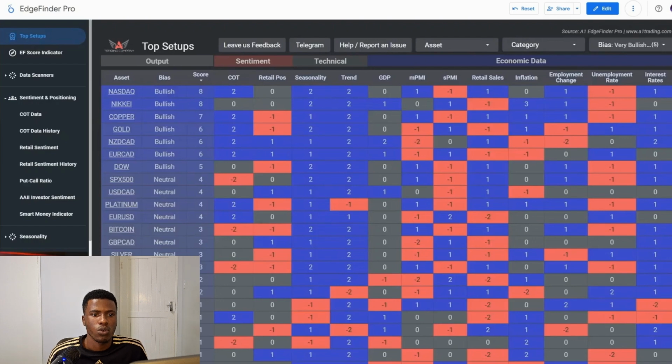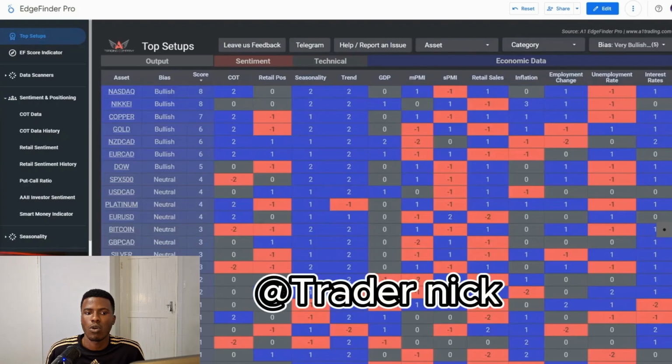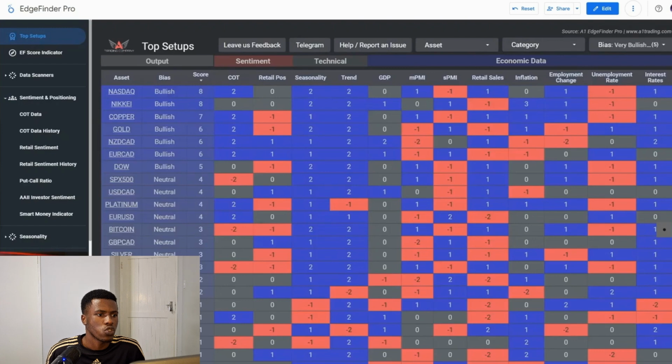So as you guys know already, if you've watched my previous videos, I include fundamentals in my trading, right? So this is the tool that I use. It's called the Edge Finder. If you want to know more about it, you can go to Trader Nick's channel and you'll know all about it and how it's used. But basically I just use this part right here where it says bias, just to look at our potential setups, right?